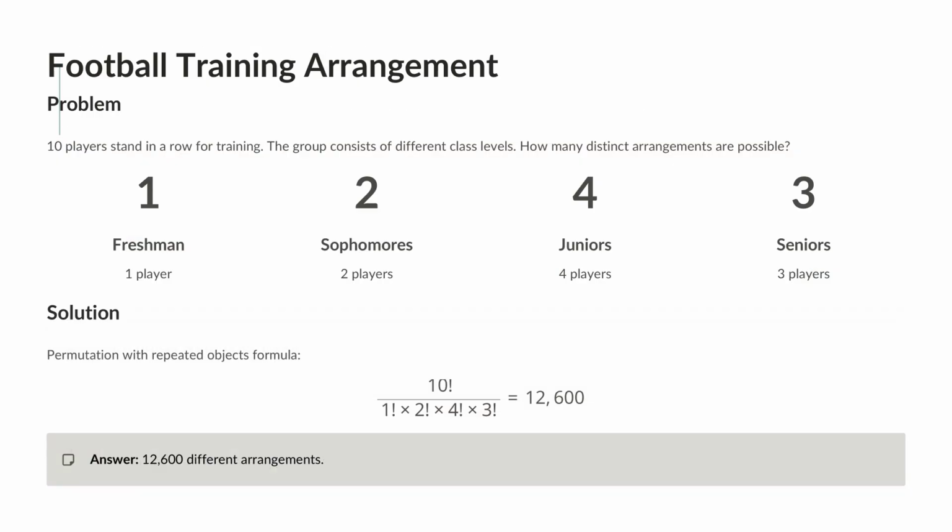In this example, 10 players stand in a row, but we only distinguish them by class level. There is 1 freshman, 2 sophomores, 4 juniors, and 3 seniors. Because some players belong to the same class level, we use permutations with repeated objects. The formula is 10 factorial divided by 1 factorial times 2 factorial times 4 factorial times 3 factorial. After calculating this expression, we obtain 12,600 different arrangements.